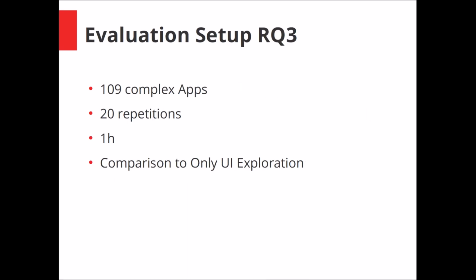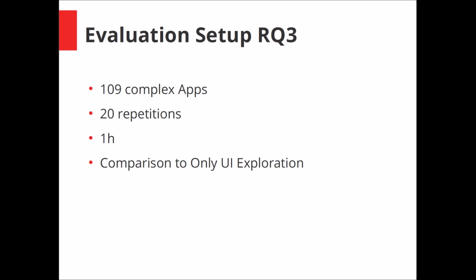The evaluation setup for RQ3, what are the effects of testing with motif and UI actions, looks as follows. We filtered out of the 551 apps those apps that do not contain any motif action according to RQ2, require some sort of authentication, and have less than 5 activities. This resulted in 109 complex apps, which we executed with the best configuration according to RQ1 20 times for 1 hour each.